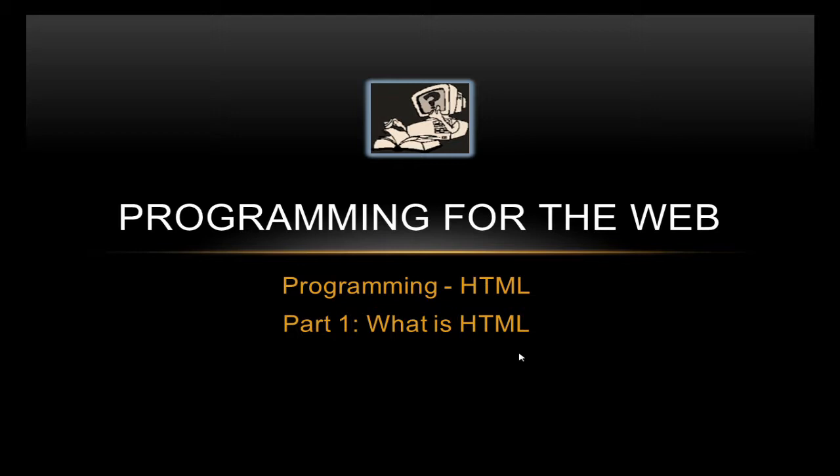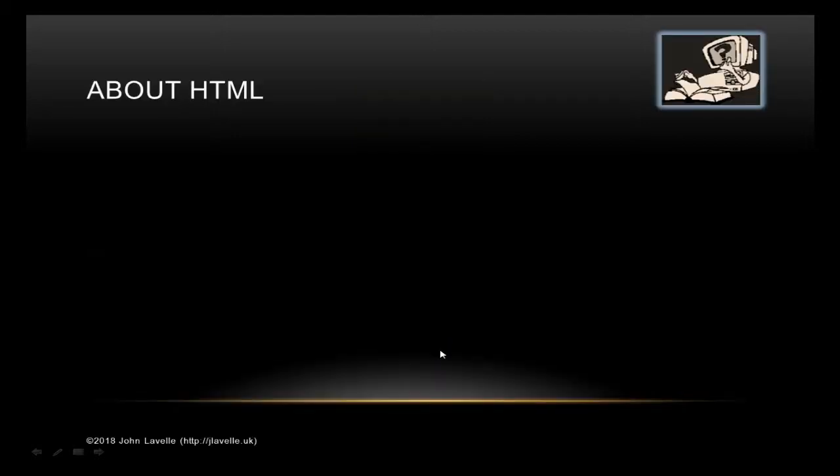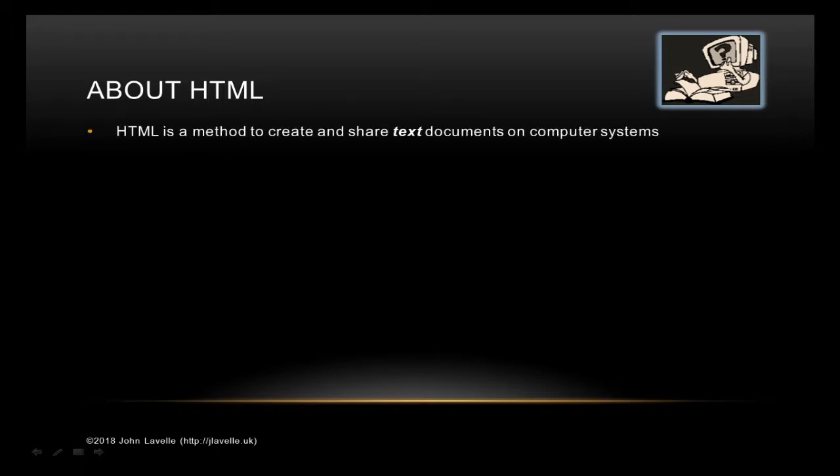What is HTML? Well, HTML is a language to describe the building blocks, the parts of a document. That's what HTML is. So, for example, it describes things like the header, the paragraph, the lists, the quotes, this type of thing, the sorts of things that you would find in an academic document. Okay, all right, and it's a method to create and share text documents on computer systems.